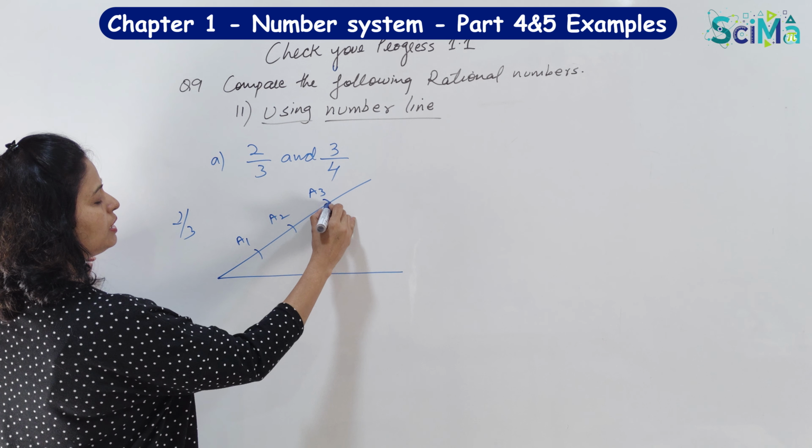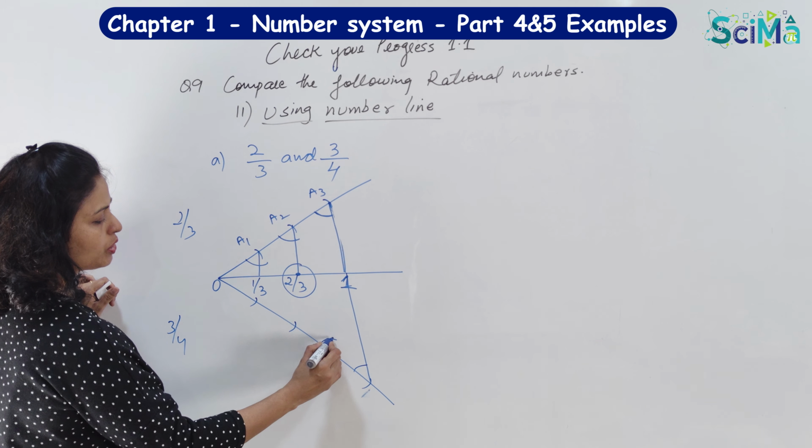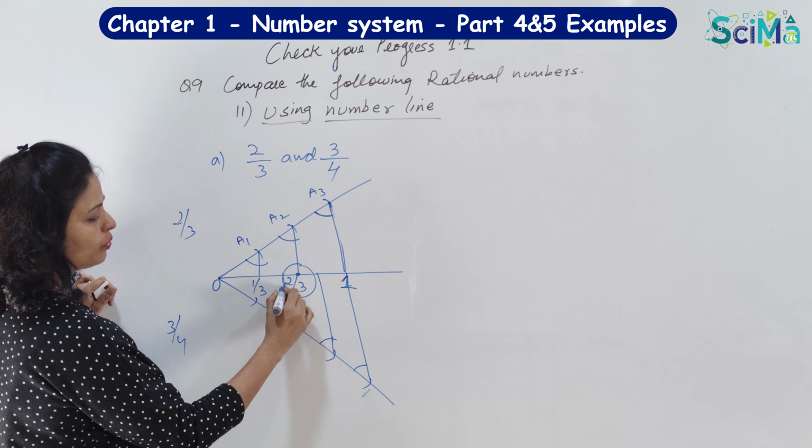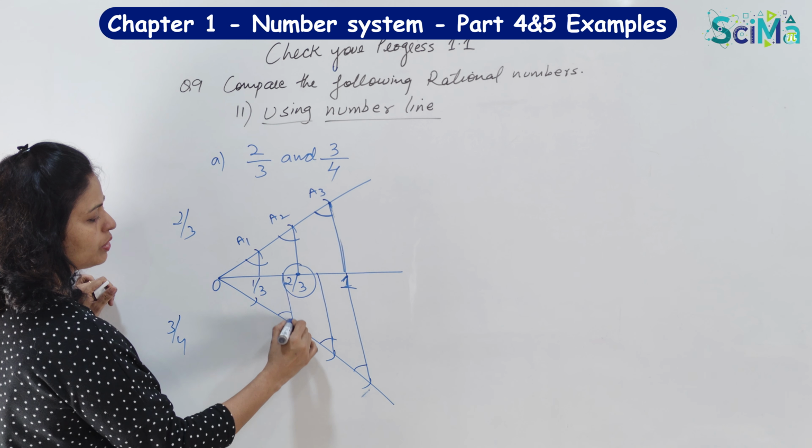Now how do I represent 3 by 4? Again make an acute angle down, make it into 4 equal parts. So 1, 2, 3, 4. Then you have to join this. This is 1 here. Then you take this arc measurement, the same arc measurement you have to cut, and you join. Same thing you can do here also. So this is 1 by 4, 2 by 4, this is 3 by 4. So this is 3 by 4.